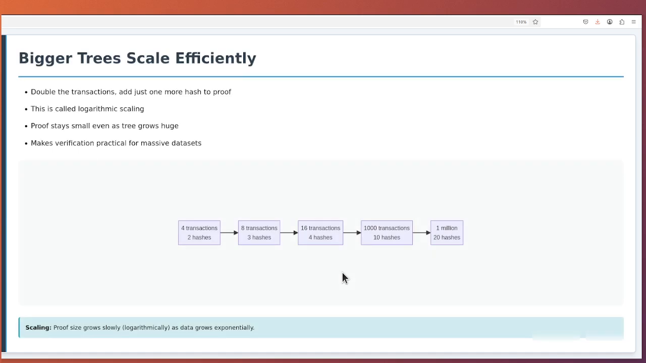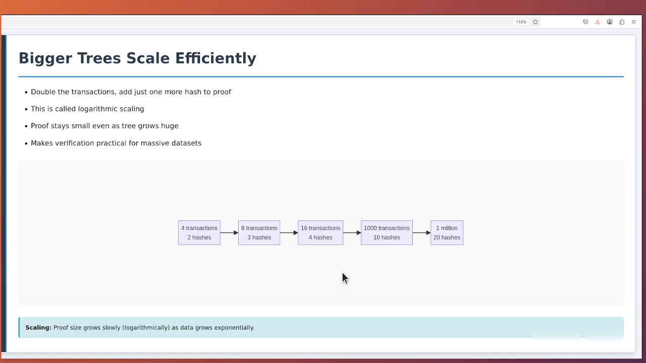Bigger trees. Our example had 4 transactions, but real Merkle trees are much bigger. Let's see how verification scales to larger trees. With 8 transactions, you need 3 levels in the tree and 3 helper hashes in the proof. With 16 transactions, 4 levels and 4 helper hashes. Notice the pattern. Every time you double the number of transactions, you only need 1 more hash in the proof. This is what we call logarithmic scaling.